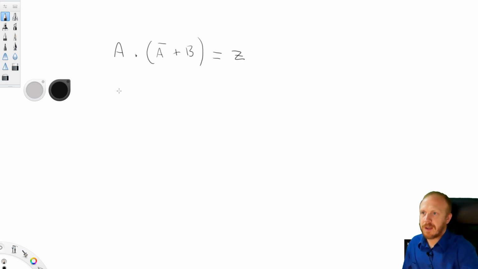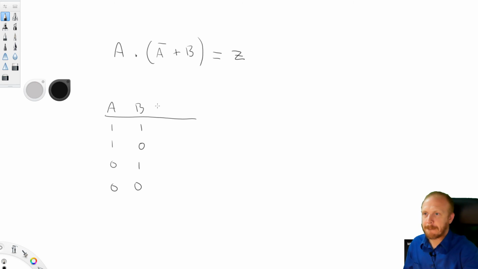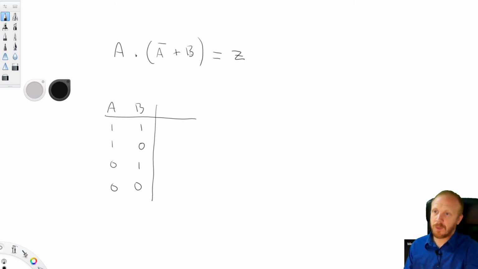So in a truth table, we would put all possible inputs. There are only A and B as inputs, so all possible combinations of these, and then we'd fill in the outputs. You can do this all in one go, but it's usually better to do it stage by stage, so I'll do them bit by bit.